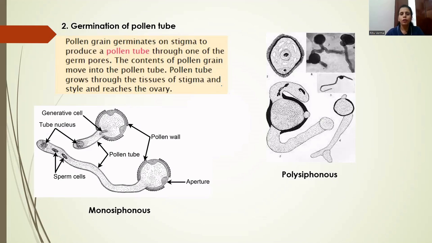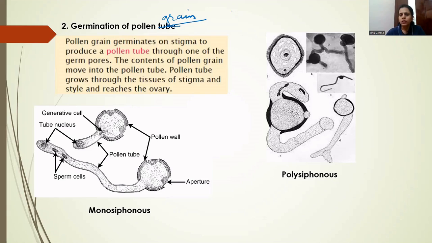The next very important step after pollen-pistil interaction in the process of fertilization in flowering plants is germination of pollen grains. This is the pollen grain. This step is very important because once the pollen grain germinates, it produces a pollen tube, and this pollen tube is the structure which is going to carry the male gamete from the stigma to the ovary, or to the female gametophyte, the egg cell present inside the ovary.